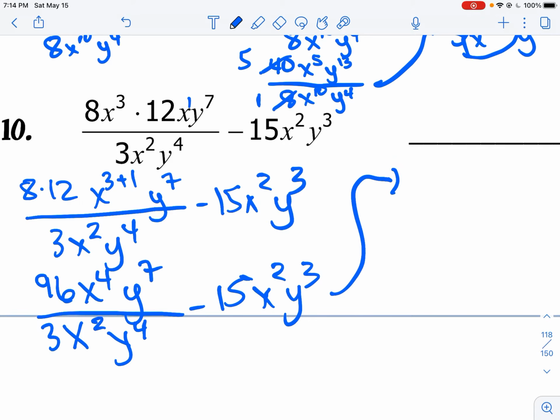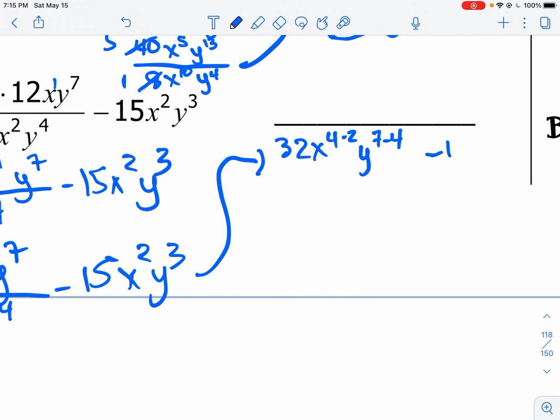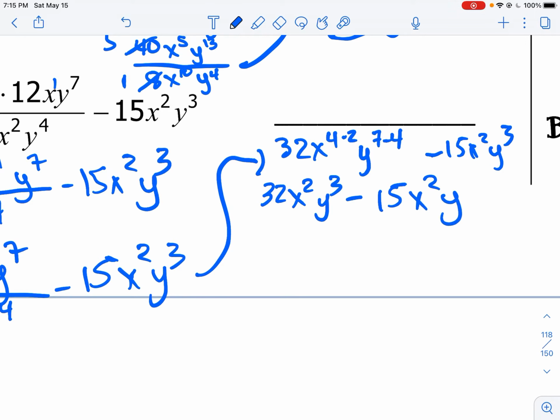forgot the 3, x squared, y to the 4th, minus 15x squared, y to the 3rd. I'm going to bring it up here. Okay, 3 goes into 96 32 times. So now I have 32x, and that's going to be 4 minus 2. The y is going to be 7 minus 4. And then I have minus 15 x squared y to the 3rd. So I have 32 x squared y to the 3rd minus 15 x squared y to the 3rd.